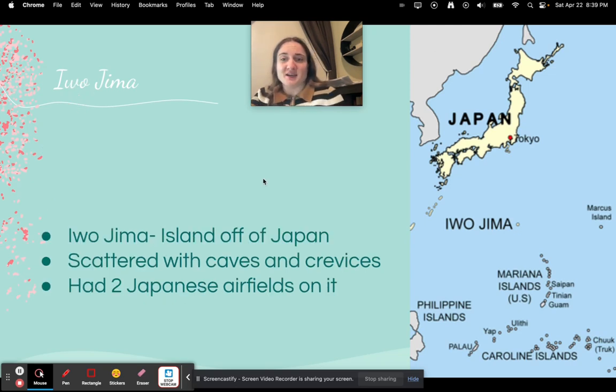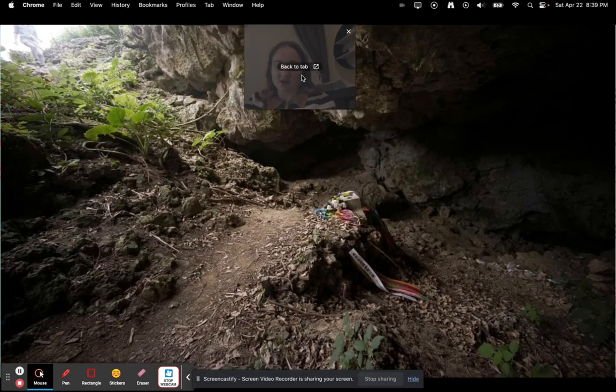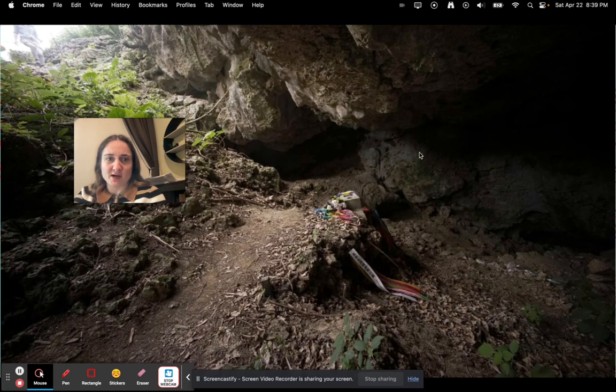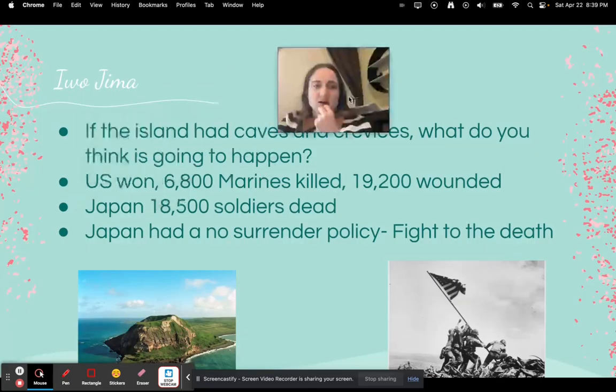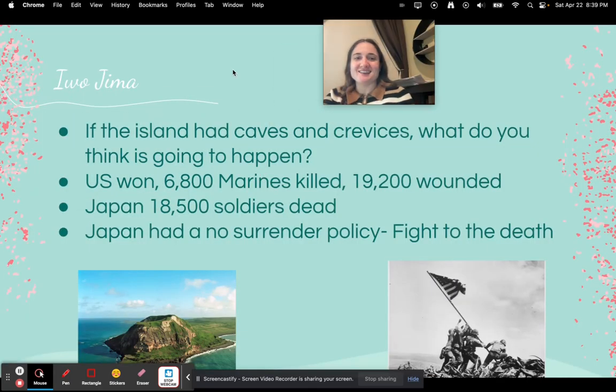So Iwo Jima, that is an island off of Japan. It's right here. It is scattered with lots of caves and crevices. And it also had 2 Japanese airfields on it. So it was a big target. So here is a modern day picture of what one of the caves would look like in Iwo Jima. So, if the island had caves and crevices, what do you think's gonna happen? That's right. People are gonna hide in those caves and do ambushes.